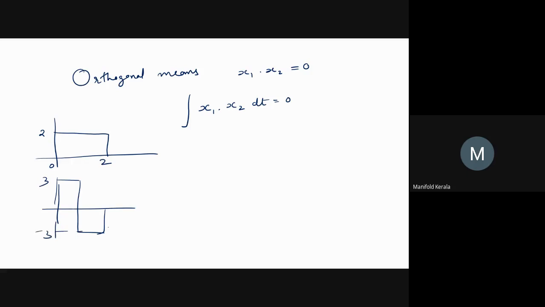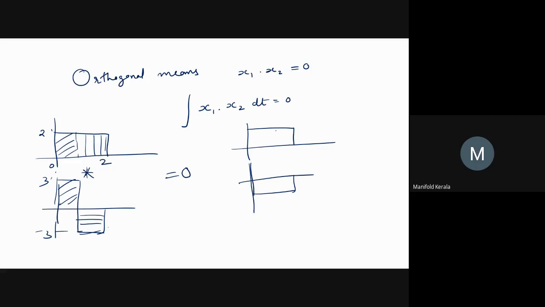If you check this, you multiply and integrate these two signals. The answer will be 0 because the first part is positive into positive, correct? 2 into 3. For the second part, it is positive into negative, correct? So this integral will be 0. That is why the signals are orthogonal. For the other case, one is this particular signal, the other is the negative signal. They are not orthogonal because when you multiply and integrate, the result is not equal to 0. So that is an important point.